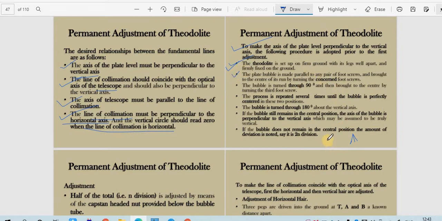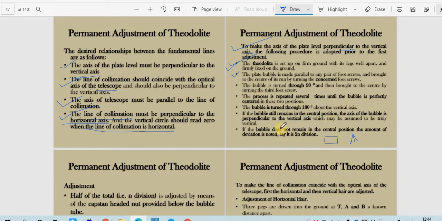First you will bring the telescope parallel to two foot screws, and turn them inwardly or outwardly till your bubble comes to the center. Then you will keep the telescope perpendicular to the third foot screw, and turn it inward or outward till the bubble comes to the center. You will turn the telescope through 180 degrees, and check whether at every point your bubble is at the center. If it is, that means the plate level is perpendicular to the vertical axis, and you don't have to do any kind of adjustment. If it is not, then you will have to perform certain adjustment.